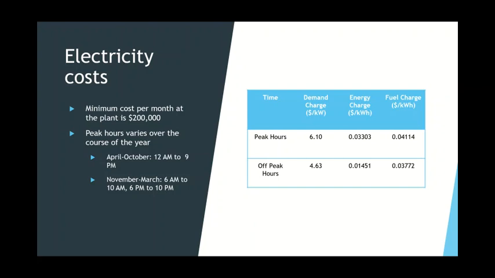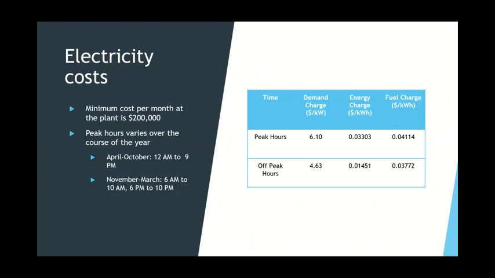The minimum cost of electricity for the Northwest plant is $200,000 per month. Scheduling equipment to run at lower power during peak hours and full power during off-peak hours can greatly reduce electricity costs. Peak hours are the time when more people are using electricity and therefore electricity is at higher demand. The table on the left shows the difference in energy costs during peak hours and off-peak hours. Peak hours and off-peak hours vary during different times of the year.